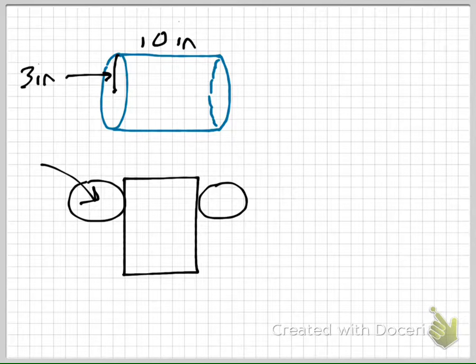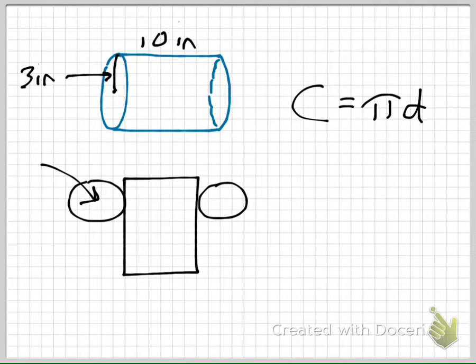Does that make sense? The distance around the circle is the circumference, which means that when I unfold it all, this length is the circumference of the circle. So this right here is the circumference of the circle. What's the formula for finding the circumference of a circle again? Do you remember? Pi times diameter. Diameter times pi, right?